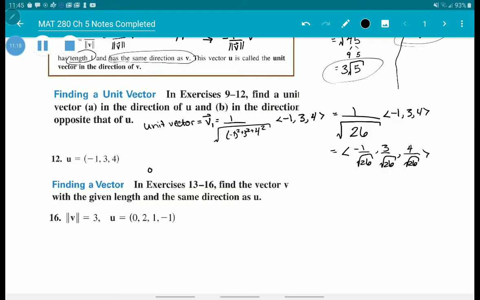Now, if we want one in the opposite direction, I'll call this guy v2. Then it's just going to be the negative of that unit vector, which we called v1. So I'm just going to negate all the signs of this. And that negative will point this guy into the opposite direction.